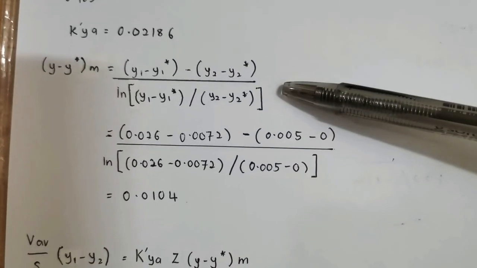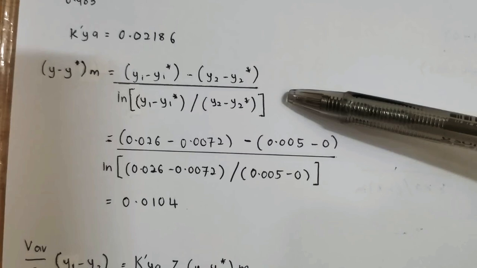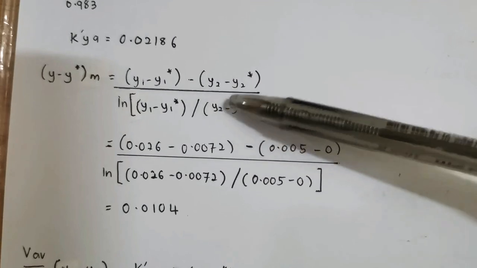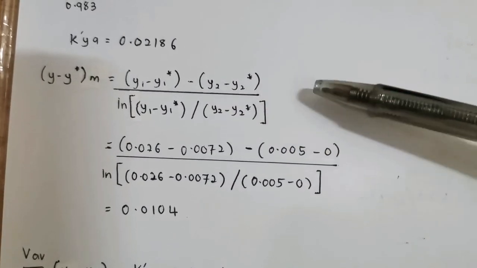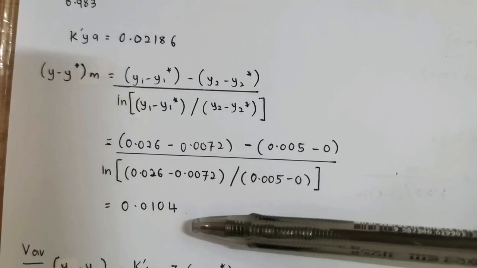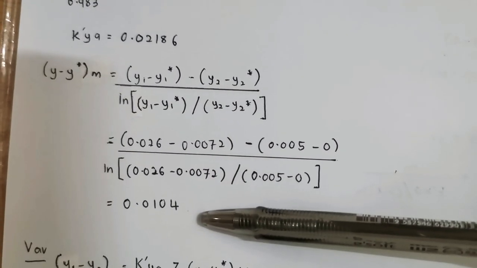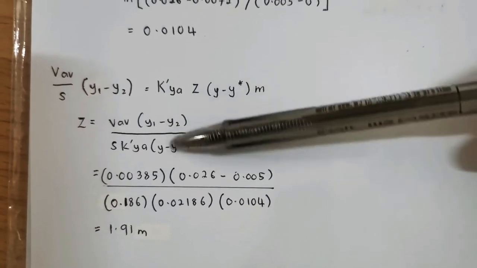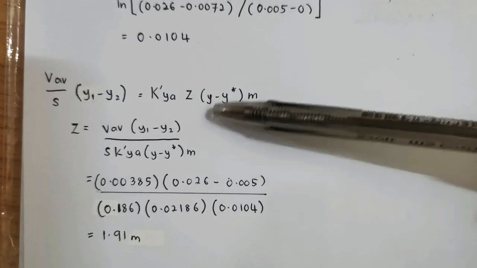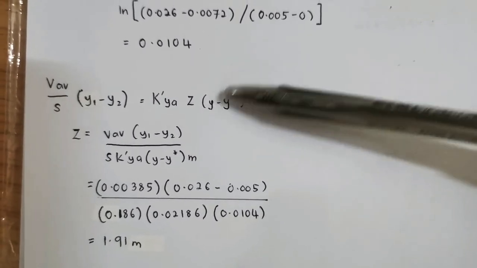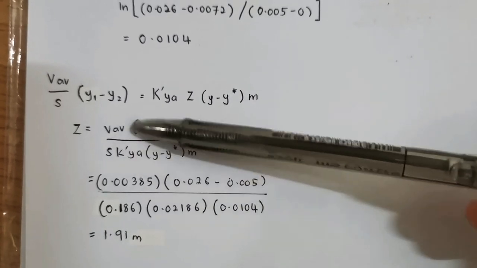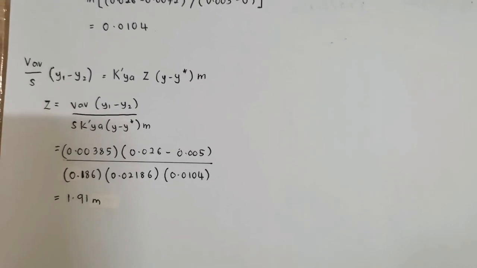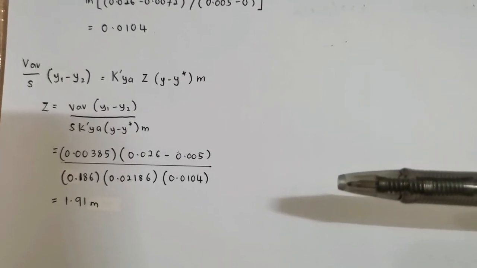This equation we can find from the appendix at the packed absorption column section. So we just substitute the values of y1, y1 star, y2, y2 star inside this equation, and we will get the value of y minus y star m is equal to 0.0104. So we substitute all the values given inside this equation. We have to rearrange this equation and substitute all the values, and we will get Z equal to 1.91 meter.